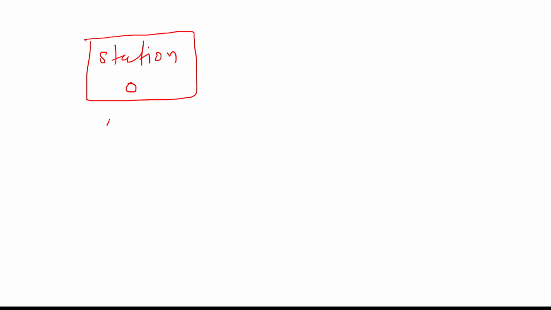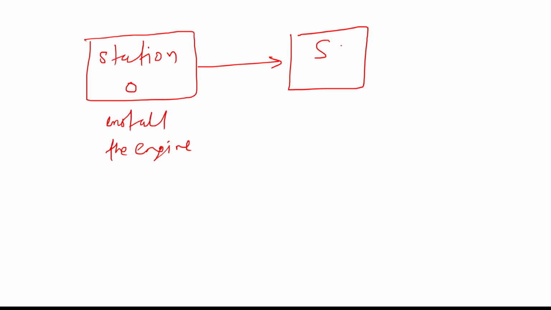Okay, so let's suppose there is a station. We call this station 0. Here in station 0, there is a group of people who install the engine. Then it goes to the next station, which we can call station 1. So at station 1, what will happen?